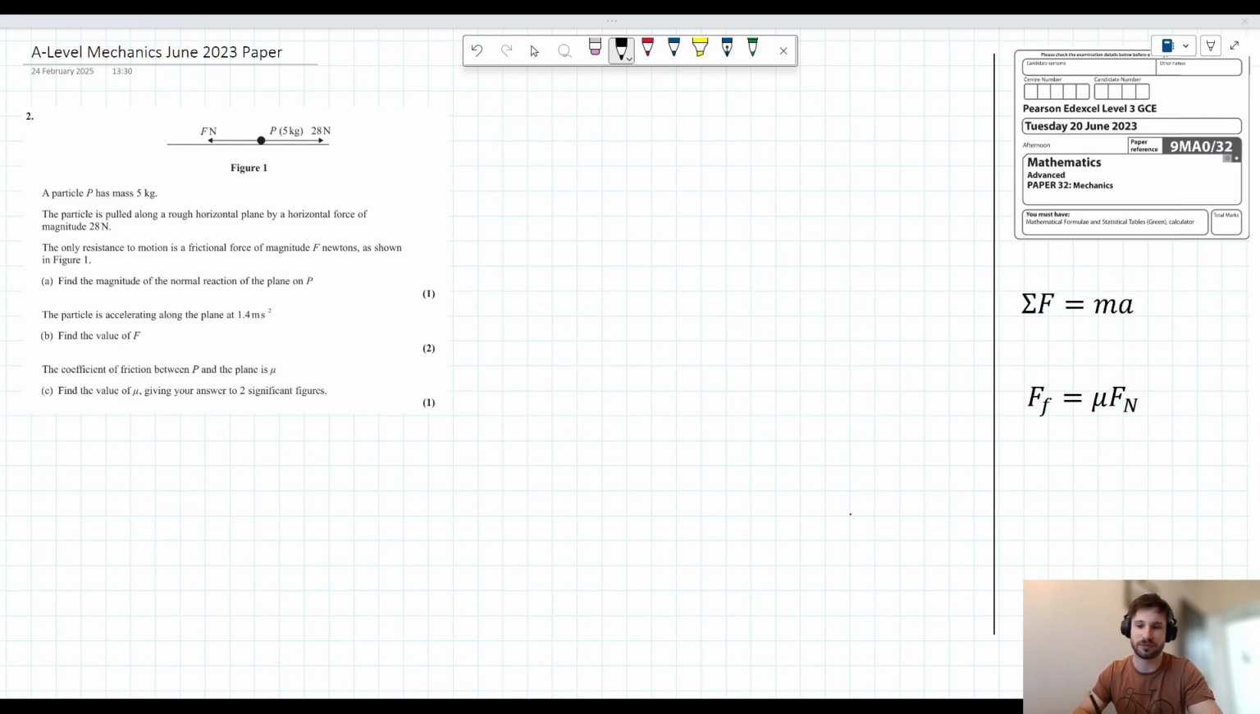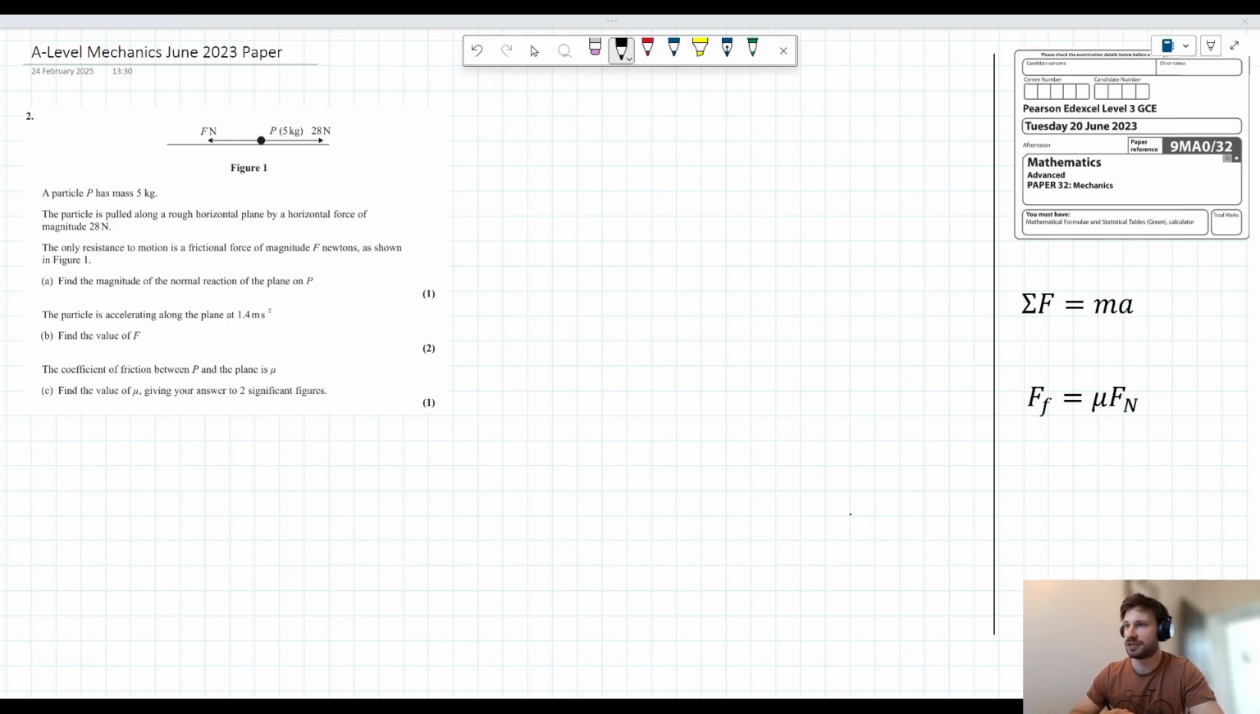We have this problem from the June 2023 paper here. It's an early problem in the paper, so the earlier problems in the paper tend to be the easier ones. So in relative terms, this question is quite easy. Let's go ahead and solve it then.